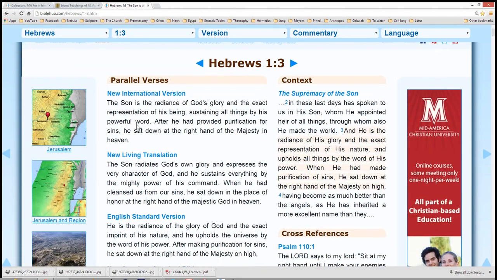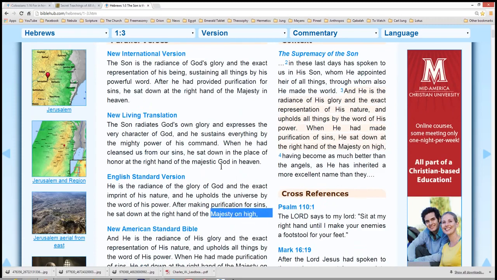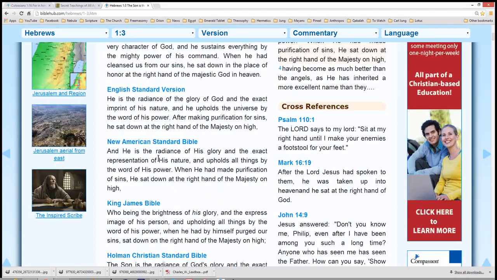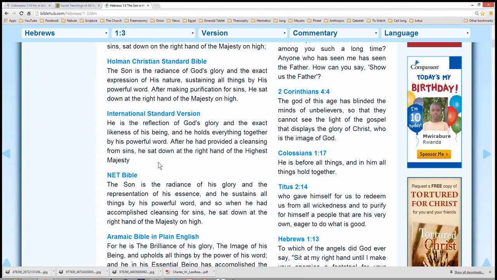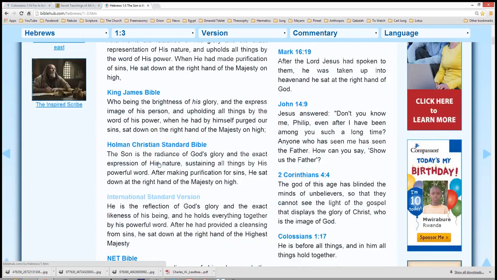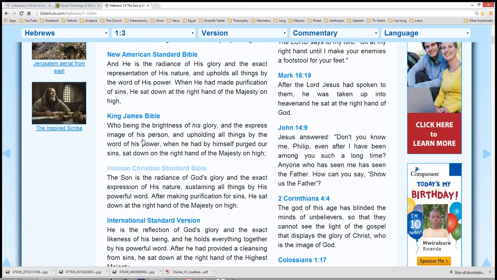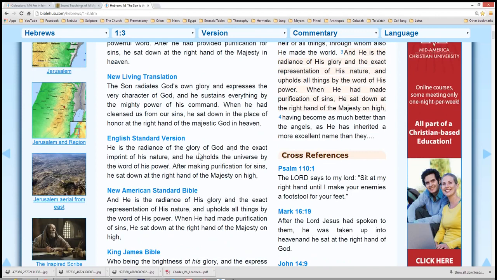Here's another one. And we have several of this is majesty on high, but I want to read this one up here. It says, who being the brightness of his glory and express image of his person, and upholding all things by the word of his power, when he had himself purged our sins, sat down on the right hand of the majesty on high. It also says right here, when he had cleansed us from our sins, he sat down in the place of honor at the right hand of the majestic God in heaven.